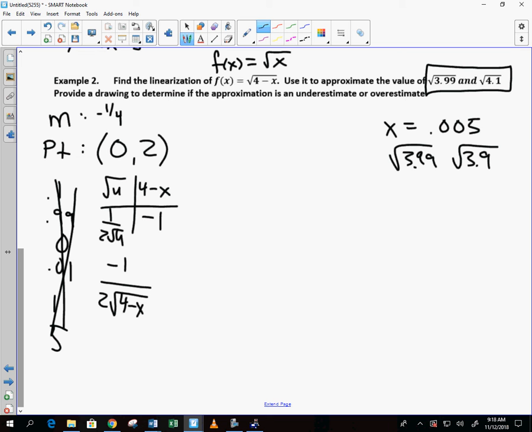Okay. All right. Great. Let's write our equation. We've got y is equal to -1 over 4 x plus 2. I mean, this is the y-intercept, isn't it? Okay. So we are going to estimate these values.